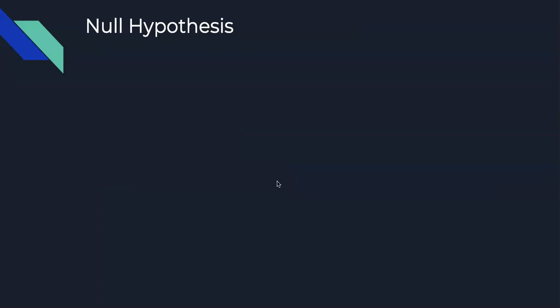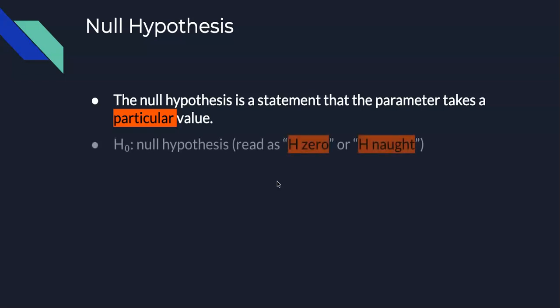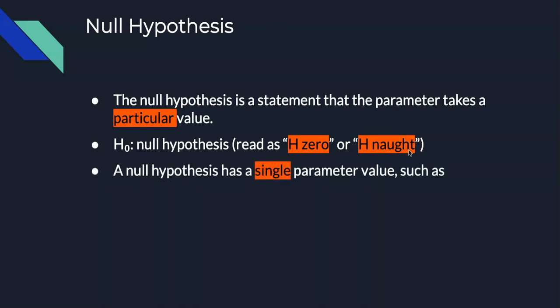Okay, let's talk more about the null hypothesis, the H naught or H0. The null hypothesis is a statement that the parameter takes a particular value. I highlighted the word particular, and there's another word that I highlighted and created a blank for you. What I mean by a particular value is something like this: the mean average pizza delivery time is 30 minutes, or the success rate in a stats class is 0.70. That is a particular value, right? Here's the symbol again, H naught, the null hypothesis. The null hypothesis has a single, particular parameter value.